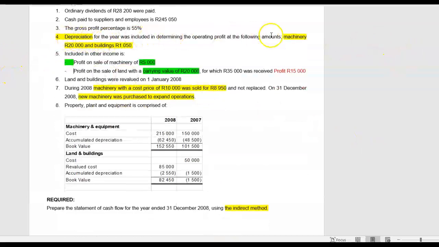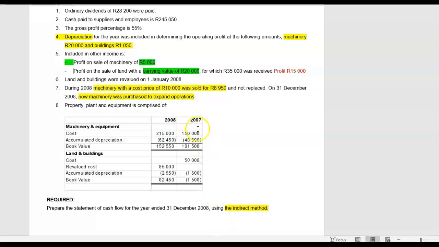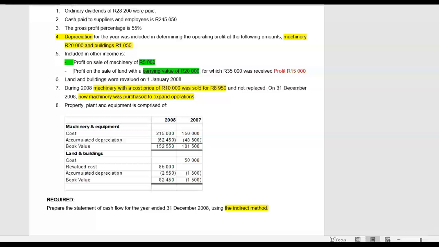Depreciation for the year included machinery 20,000 and buildings 1,050. So total depreciation then 21,050. Profit on the sale of the machines, we've just worked with that one, that was 5,000. Profit on the sale of land, 15,000. So we've worked with those two, 5,000 and 15,000. Items that we're going to disclose separately.